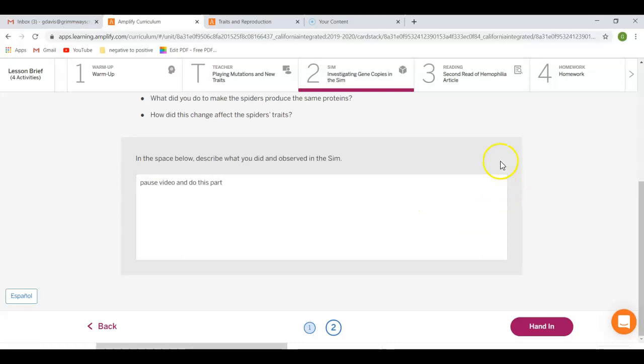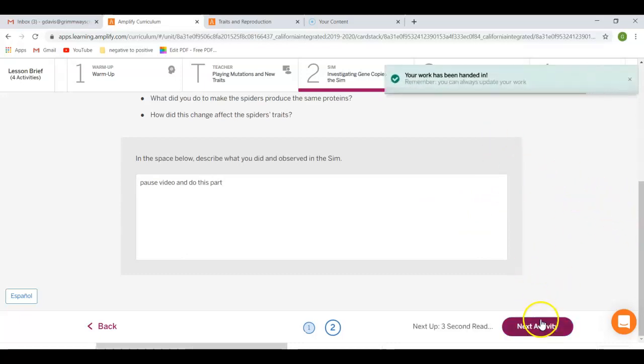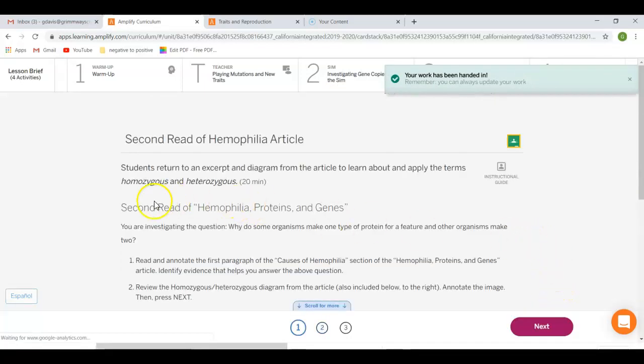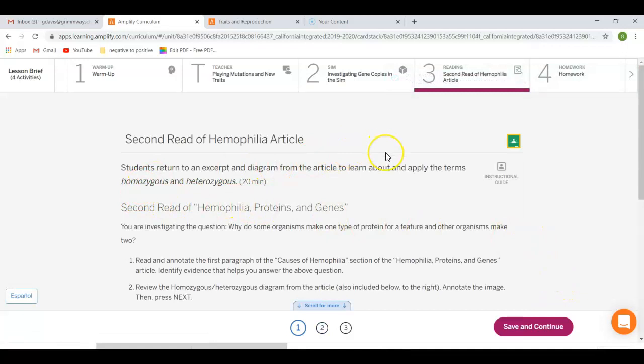Okay. And then make sure you click hand in and next activity. So next activity is a second read of hemophilia article, and that one's going to be on another video. So go ahead and log off of this video and click play on the second YouTube video link that is in Google Classroom. Great job on your Sims, guys. Keep it up, and I'll see you in like 2.5 seconds.